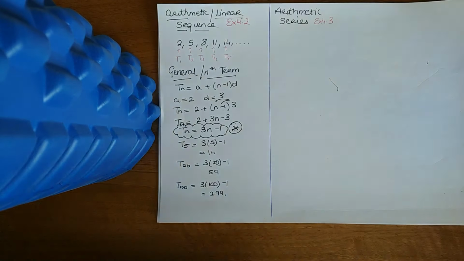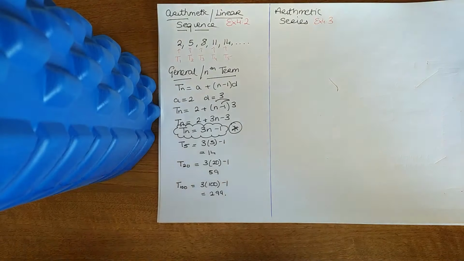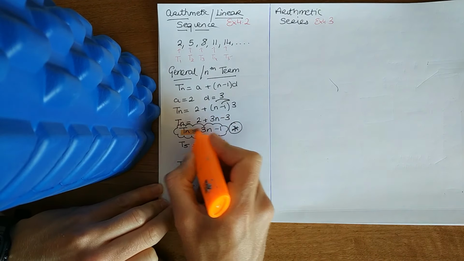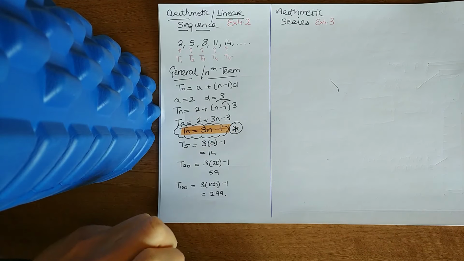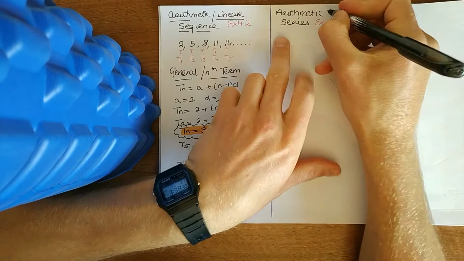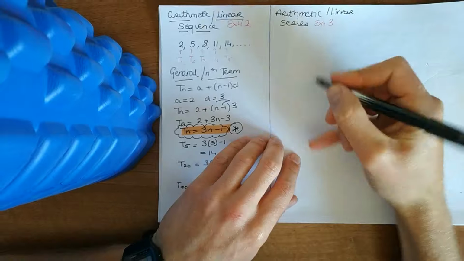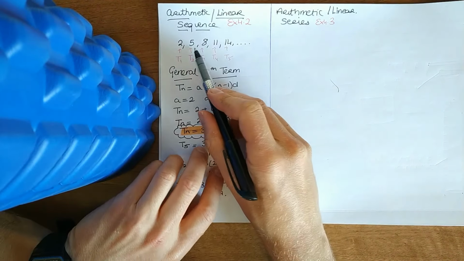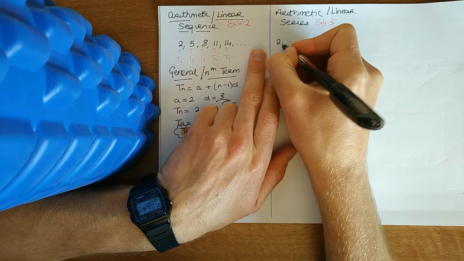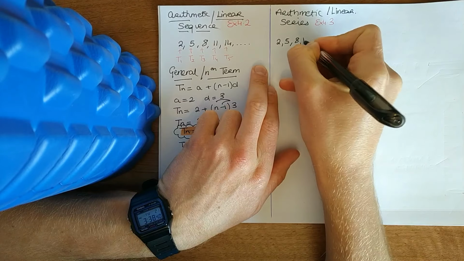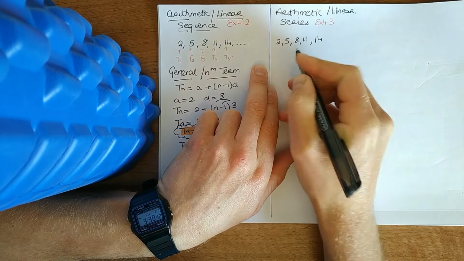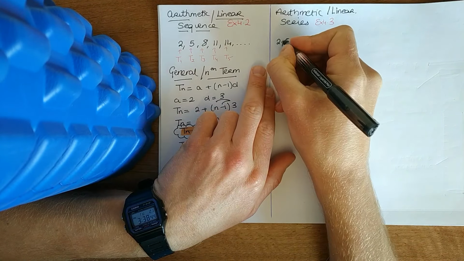Now in 4.3, they're looking at an arithmetic series. So an arithmetic, or again another word for an arithmetic, is linear. And the only thing different in a series is, say if we had these terms as well, so 2, 5, 8, 11, 14. The only thing different in a series is there's a plus sign between them.